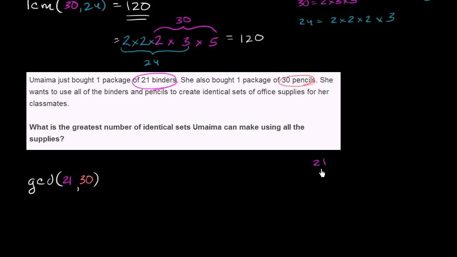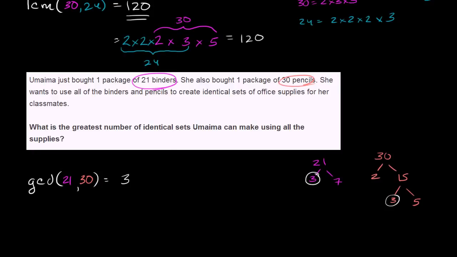So 21 is the same thing as 3 times 7. These are both prime numbers. 30 is 2 times 15. We already did it actually just now. And 15 is 3 times 5. So what's the largest number of prime numbers that are common to both factorizations? Well, you only have a 3 right over here. You don't have a 3 times anything else. So this is just going to be equal to 3. So this is essentially telling us that we can divide both of these numbers into 3 groups, and that will give us the largest number of identical sets.